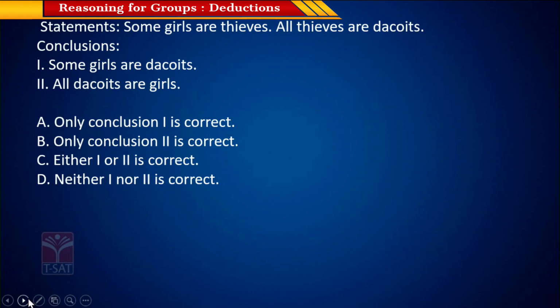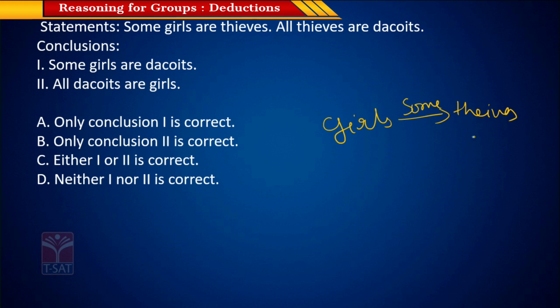Some girls are thieves. All thieves are dacoits. There are girls, some of them are thieves, and whoever is a thief, all of these thieves are dacoits.